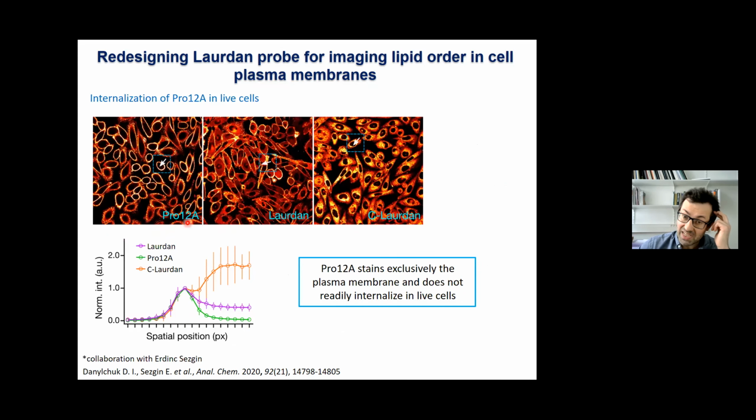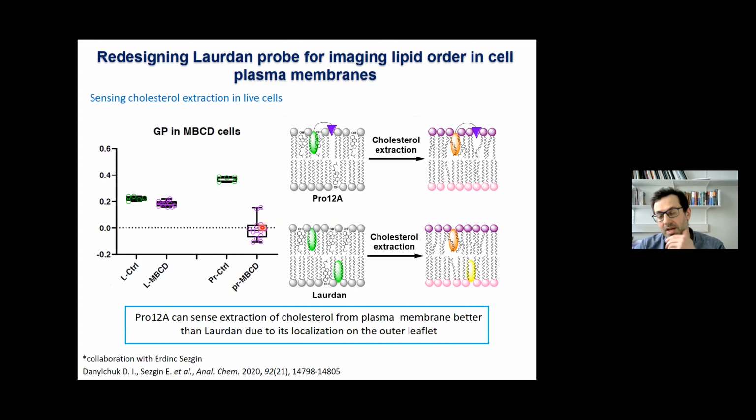So when you add this to the cells, you can clearly see the difference between labeling. For Pro12A, we observed a much more specific labeling of the plasma membrane, while for Laurdan, it was strong internalization, and it was even stronger for C-Laurdan, which was a surprise. Okay, and then we tested the effect of cholesterol extraction, and we observed quite a strong effect on Pro12A and a much weaker response of Laurdan, which is probably related to the leaflet specificity of Pro12A.